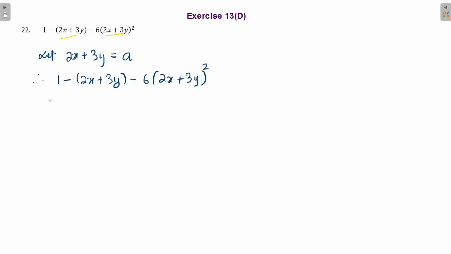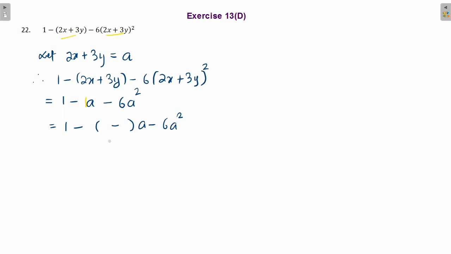So this is going to be equal to 1 minus (2x plus 3y is a, right?) so 1 minus a minus, we have 6, this is your a, and we have square also, so this becomes a square, right? So here we don't have any number, but remember there will always be 1 present here. So that's why we'll write this as 1 minus a minus 6a square. Now what sign is here? We have minus, so that's why we'll write minus.